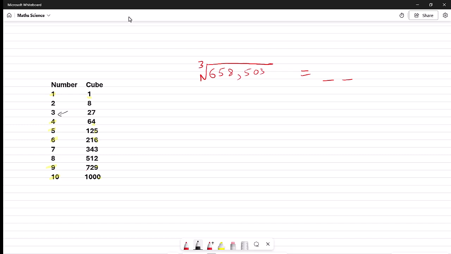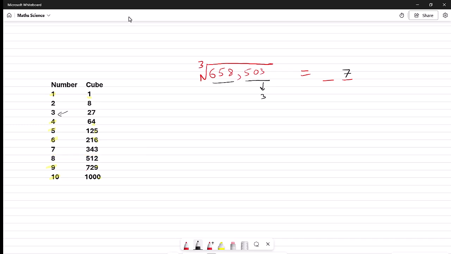Okay, now we're going to find the cube root of 658,503, a 6-digit number. So the first step is breaking it down into groups, starting from the right. We're going to make groups of 3 here. So we take 503, and then we have 658 here. For 503, we're just going to consider the last digit, which is 3. So what number cubed is ending in 3? It is 7 here. So we simply write 7 here.